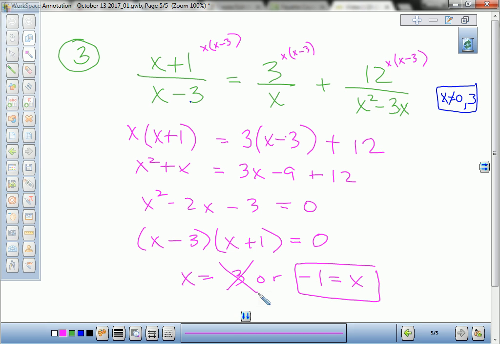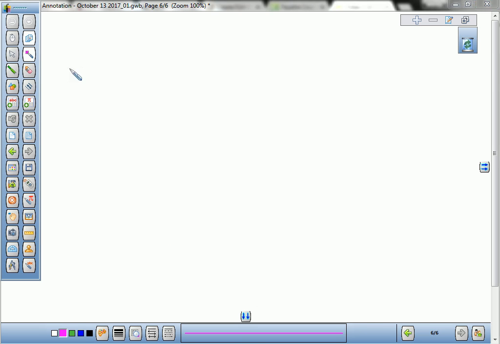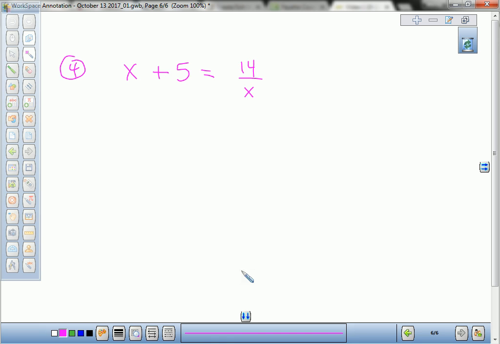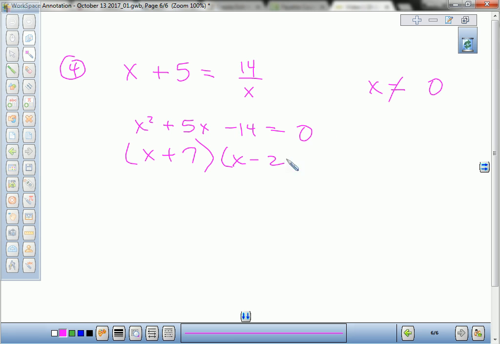There's all sorts of functions. Sometimes the easier ones are harder. What would you do with this one? Multiply each side by x, but what's our only excluded value? 0. And when we multiply by x, we just get x squared plus 5x equals 14. So minus 14 equals 0. This easily factors to x plus 7 times x minus 2.